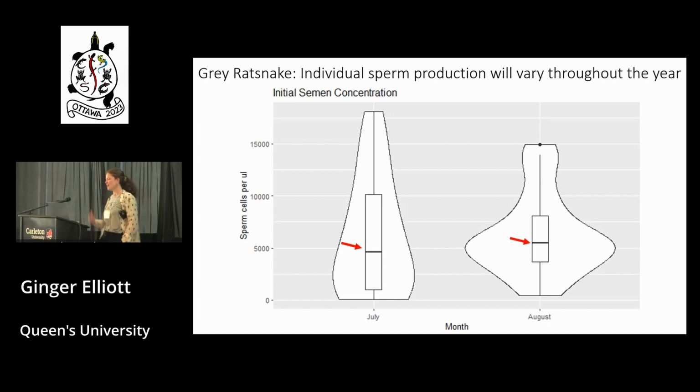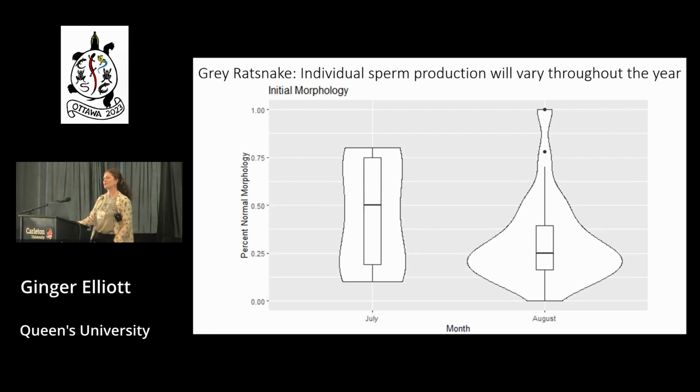Morphology. So using a stain, we are able to look at the morphology of the semen and whether they are normal or not. And in non-normal sperm, the tail breaks off, the head gets a droplet. It has curled around and tied itself to other sperm. So we did find that there are more morphologically normal sperm at the time of collection during the month of July. In August, things got a little crazy.